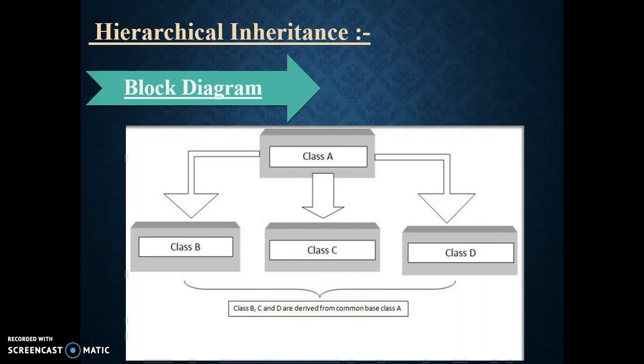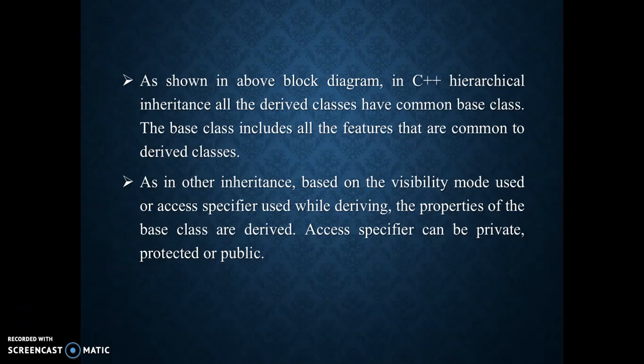Hierarchical inheritance block diagram. As shown in the block diagram, in C++ hierarchical inheritance all derived classes have a common base class. The base class includes all features that are common to the derived classes. As in other inheritance, based on the visibility mode or access specifier used while deriving, the properties of the base class are derived. Access specifier can be private, public, or protected.